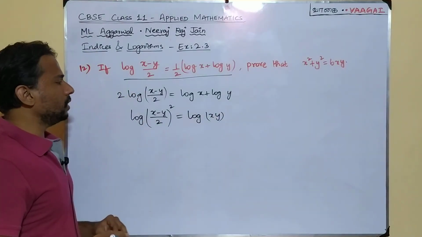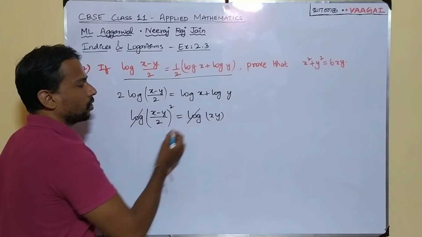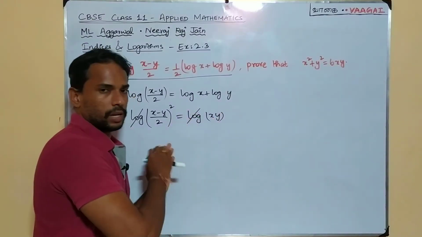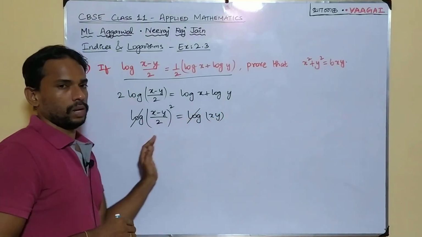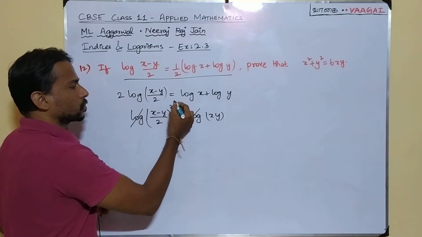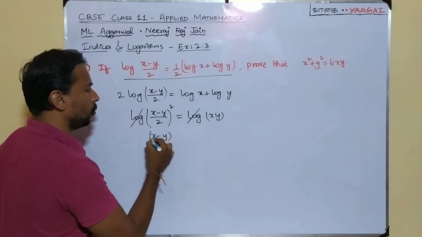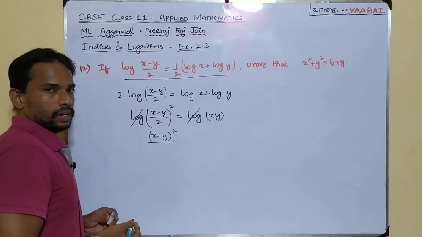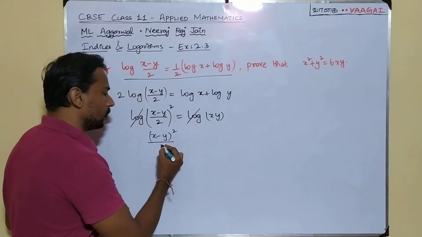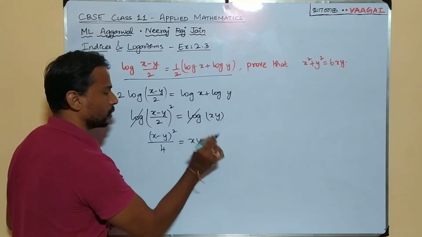Now very simple. Both the left hand side and right hand side expressions are in terms of log of, so I can cancel the log. I will be left with this expression. Now this square we will distribute to both numerator and denominator. So we have (x minus y) the whole square divided by 2 square, and 2 square is 4, is equal to xy on the right hand side.